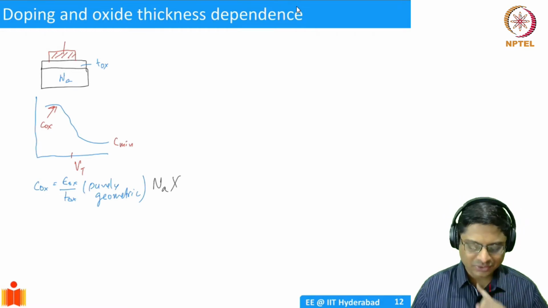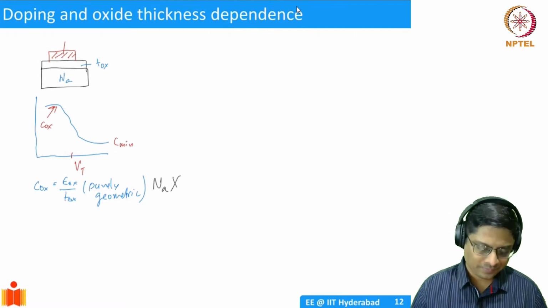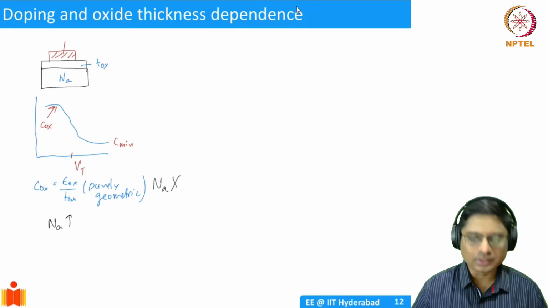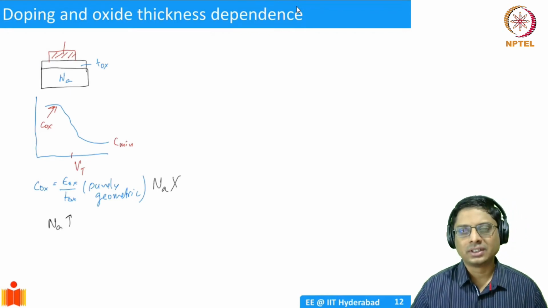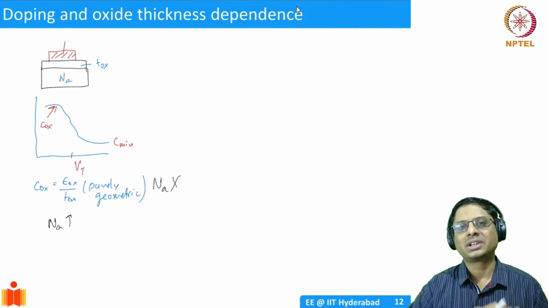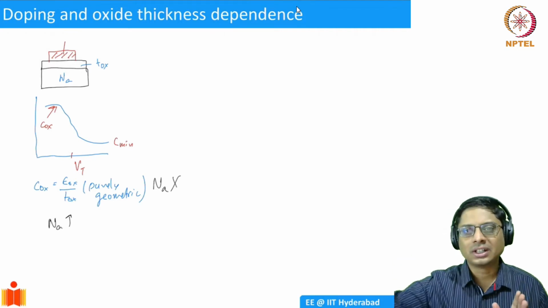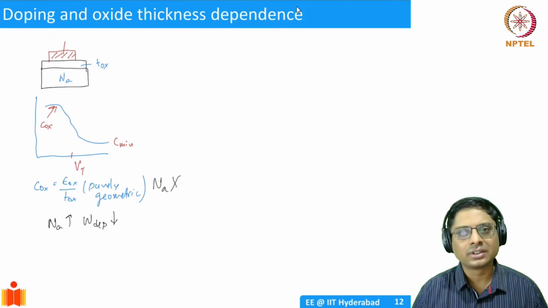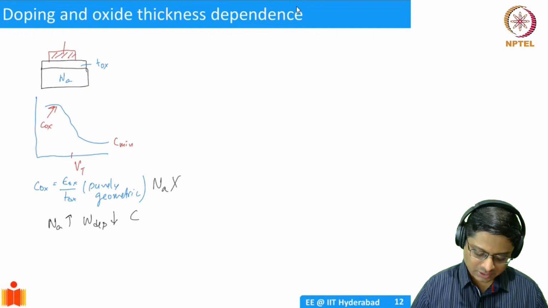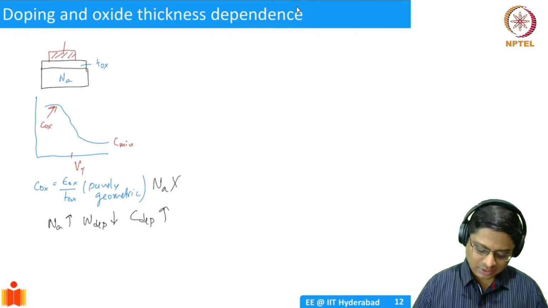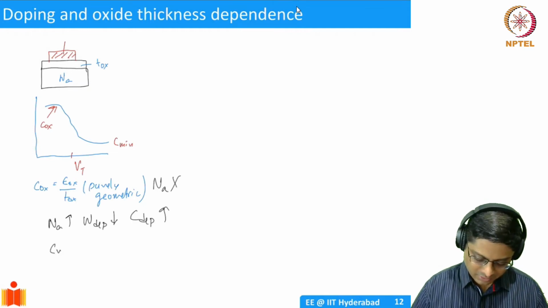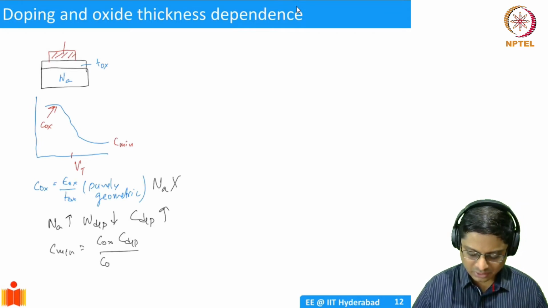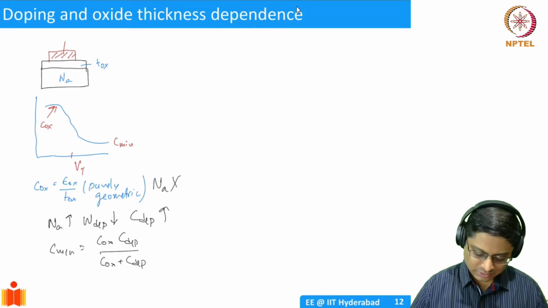So what happens to Cmin? Will Cmin change with Na? To understand that, when you increase Na, the substrate doping increases, then the depletion width is going to reduce. You don't need to uncover as much charge, as deep into the semiconductor. So W depletion reduces, that implies your C depletion is going to increase. Therefore, your Cmin, which is COX times C depletion divided by COX plus C depletion, is going to increase.